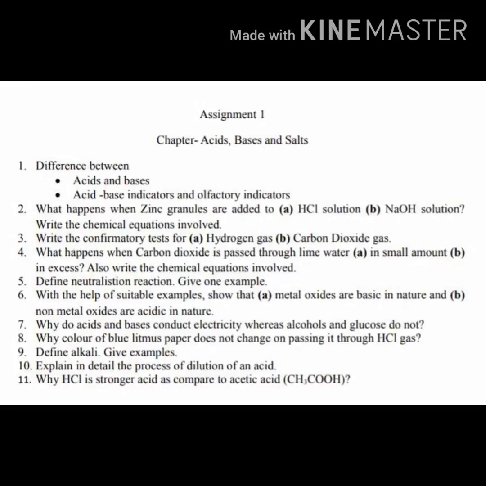Come to the second question. When you treat zinc granules with HCl, hydrogen gas will be produced and the reaction is Zn plus 2HCl gives ZnCl2 plus H2. When zinc granules are added to the sodium hydroxide solution, sodium zincate will be formed and your balanced equation will be Zn plus 2NaOH gives Na2ZnO2 plus H2. Na2ZnO2 is sodium zincate.